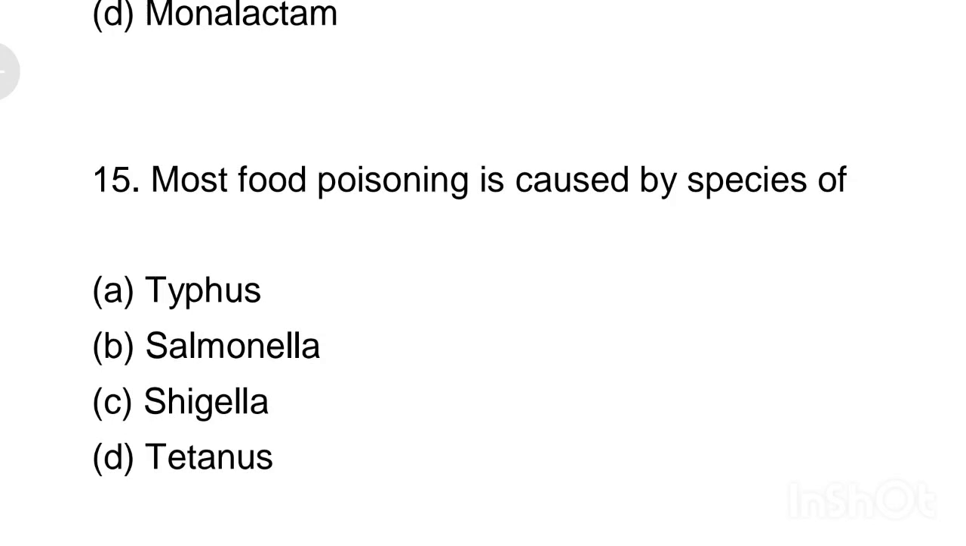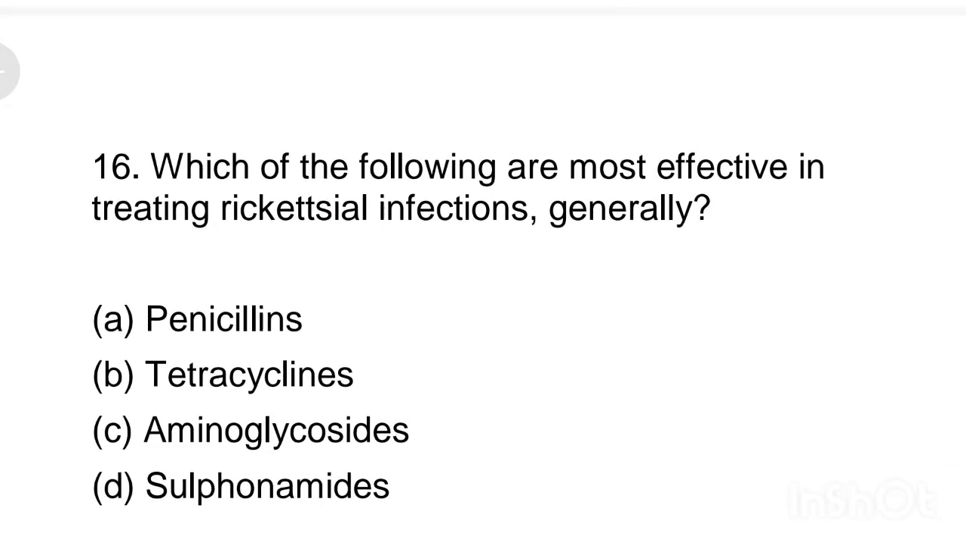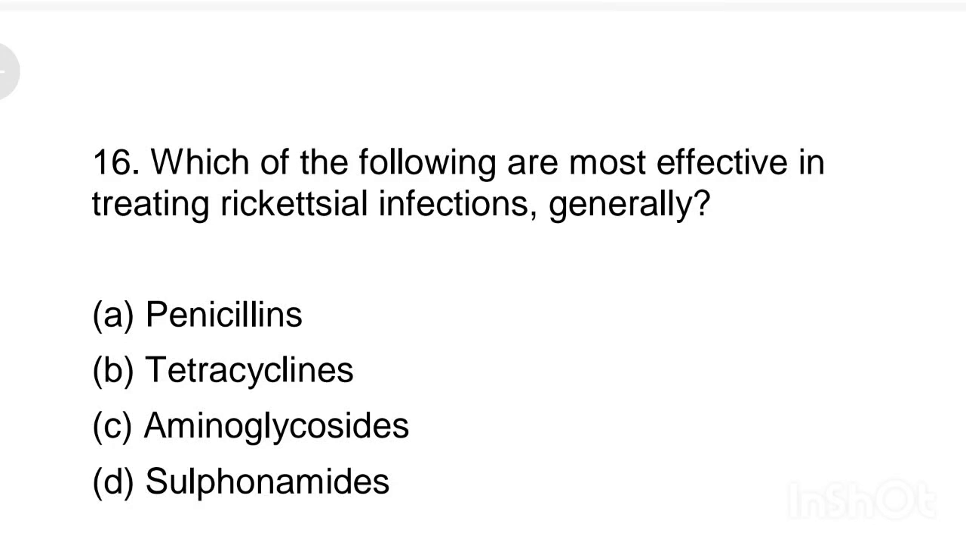Next question. Most food poisoning is caused by species of: option A, typhus; option B, salmonella; option C, Cghs; option D, tetanus. Correct answer is option B. Next question. Which of the following are most effective in treating rickettsial infections generally? Option A, penicillin; option B, tetracycline; option C, aminoglycosides; option D, sulfonamide. Correct answer is option B, tetracycline.